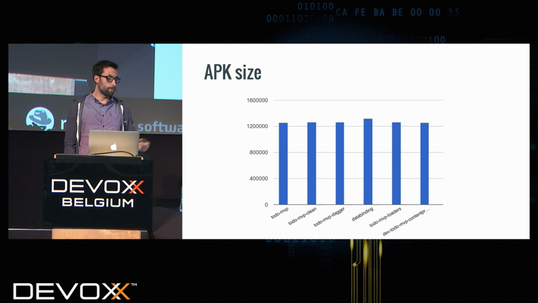RxJava was very similar to data binding because it brings all the RxJava dependencies. But in terms of APK size, it's 1.2 to 1.3 megs. So it's basically the same thing.